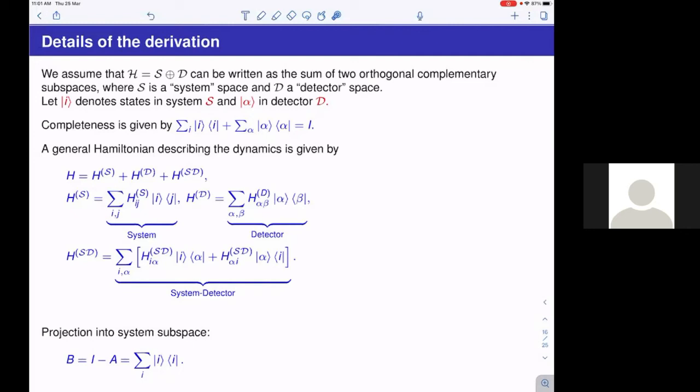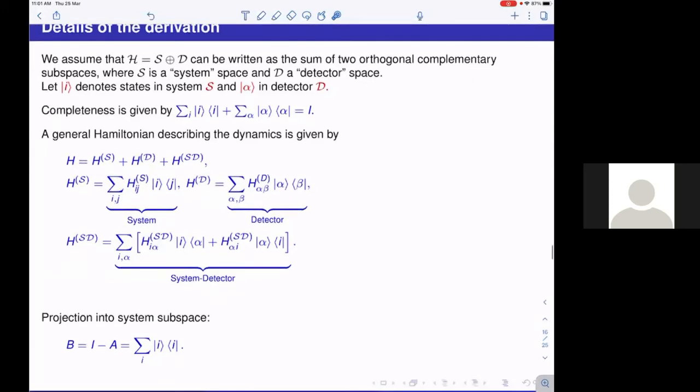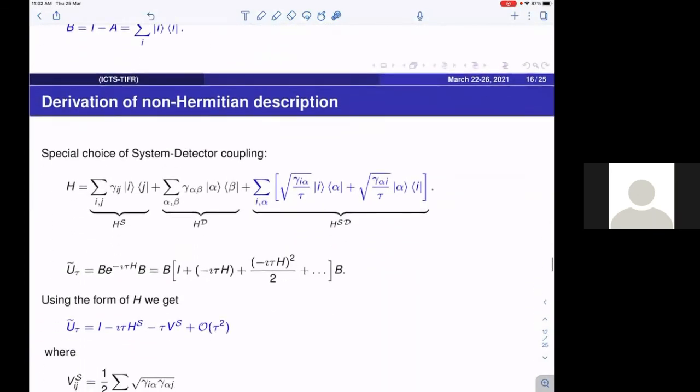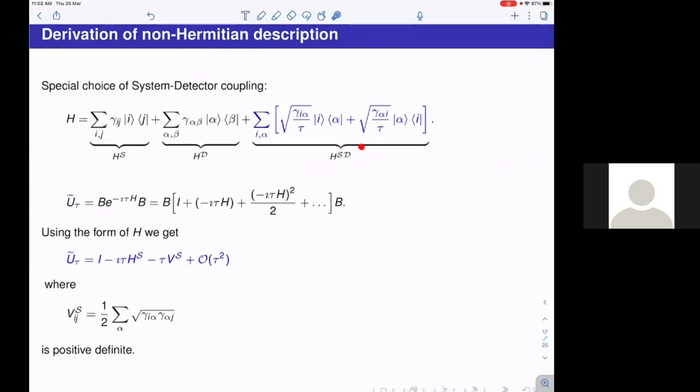And the Hamiltonian, as before, consists of a system part, a detector part, and a coupling between system and detector. Then the projection that happens after every measurement at time tau is that I project into the system subspace. For the system-detector coupling, we want to choose a special form where the coupling strength scales as 1 over square root of tau.